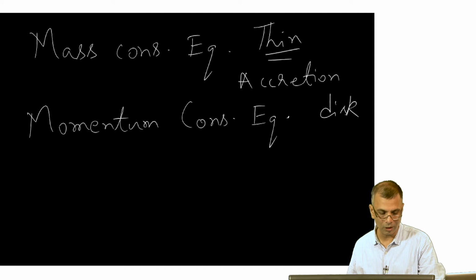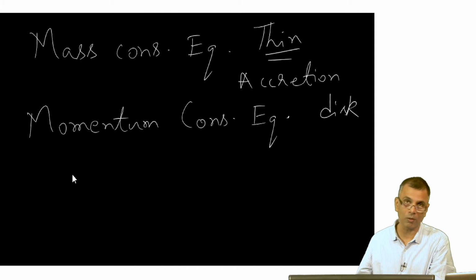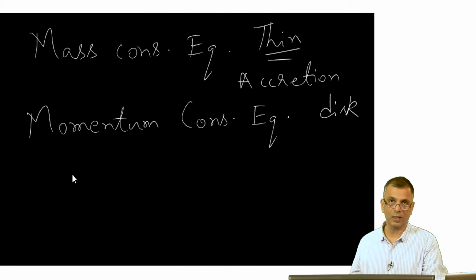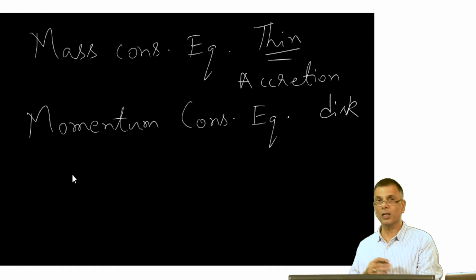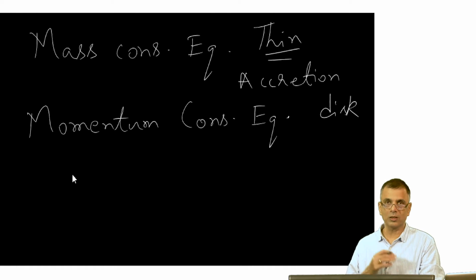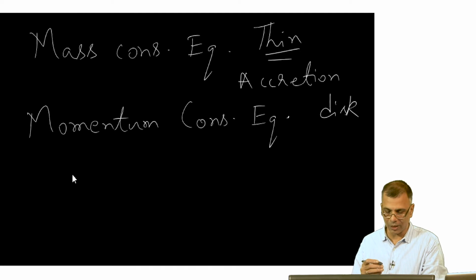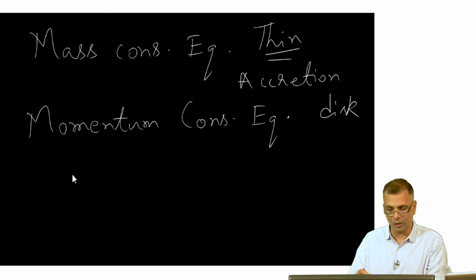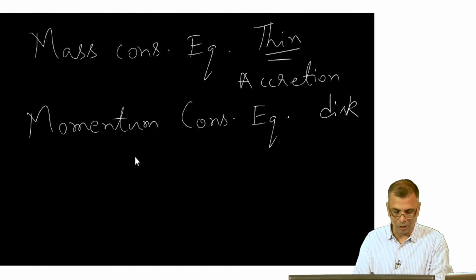When one was talking about spherical accretion, the appropriate coordinate system to adopt was a spherical coordinate system. In this case, it turns out that the cylindrical coordinate system is much more convenient.